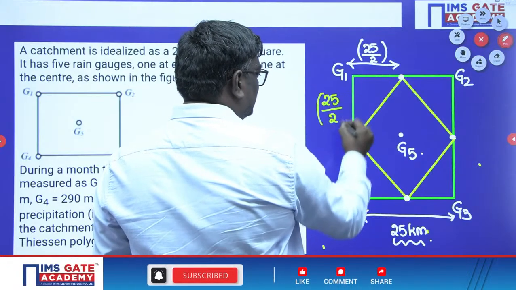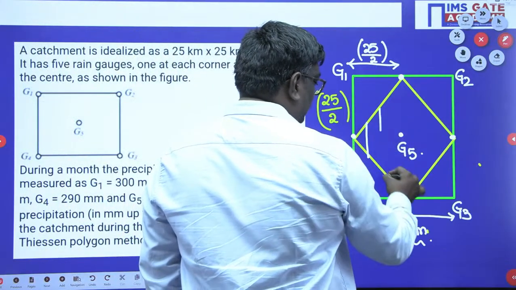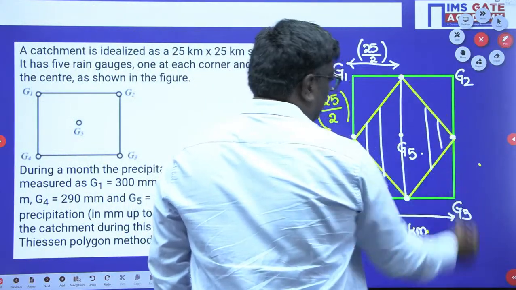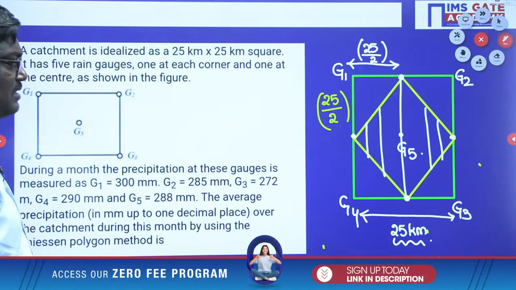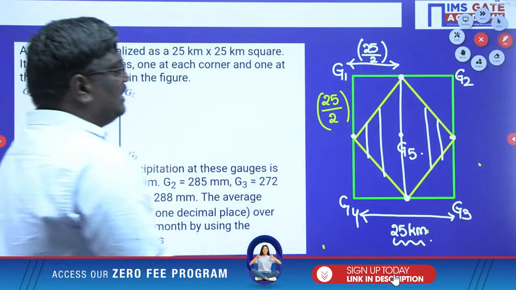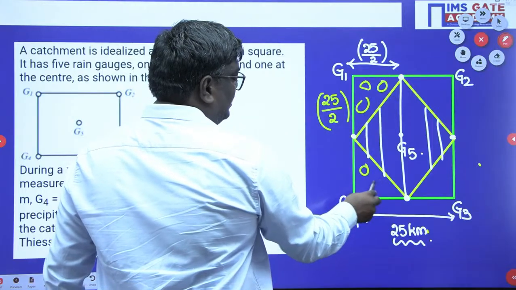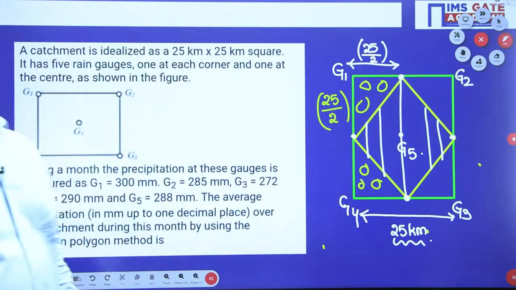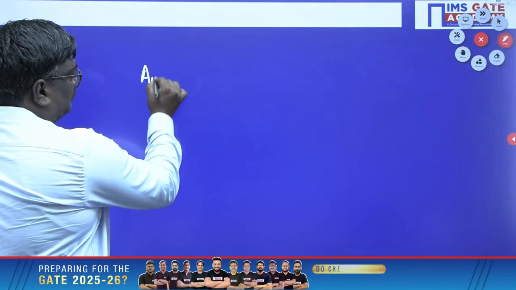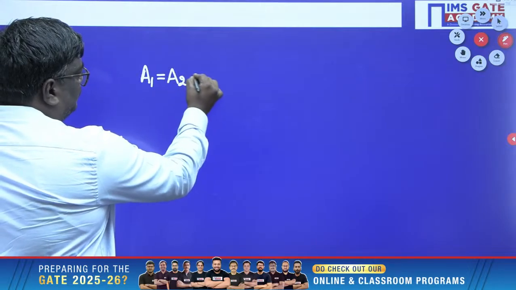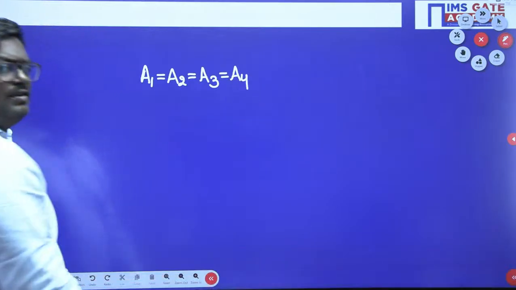And here, students, what is this, sir? G5. G5 is a kind of rhombus. This area is nothing but a rhombus. Yes or no? So, from A1 to A4, the areas are same. If you see these areas, my dear students, all the areas are same. So here I can write A1 is equal to A2 is equal to A3 is equal to A4 is equal to, what is the answer, sir?